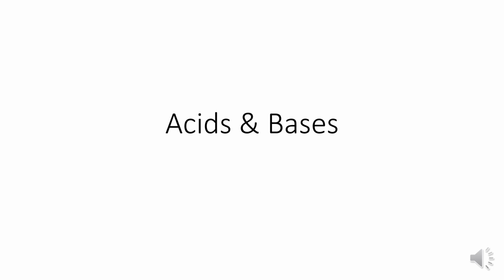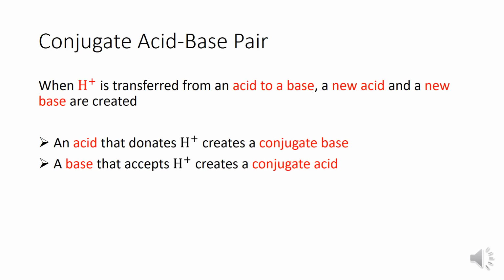Hi, in this video, we will discuss the conjugate acid-base pair and the relative strengths of the acid and base in a conjugate pair. We have a conjugate acid-base pair because when a hydrogen ion is transferred from an acid to a base, a new acid and a new base are created.